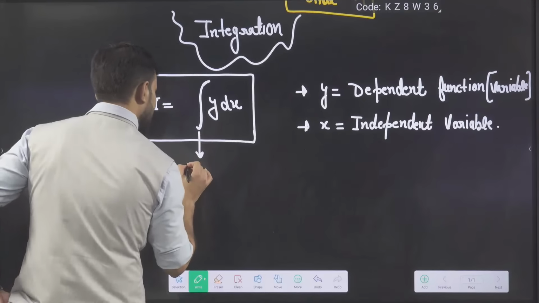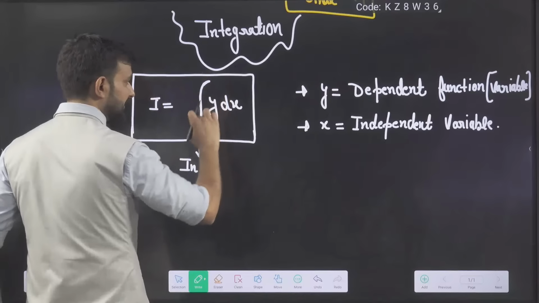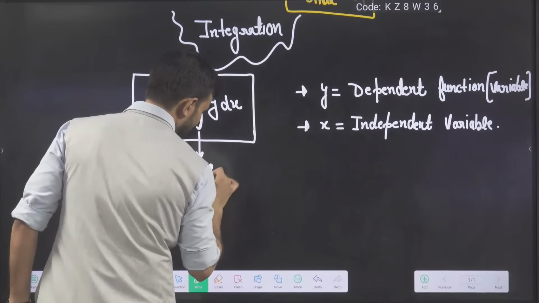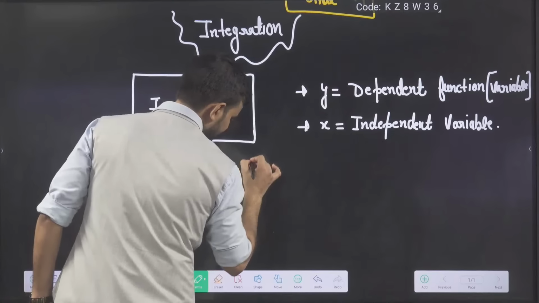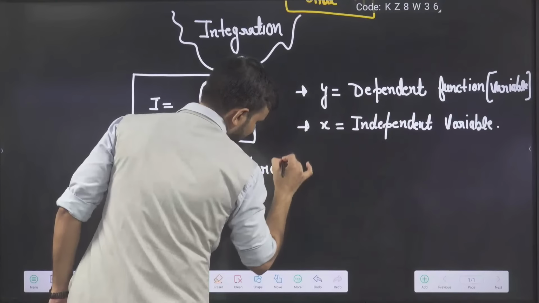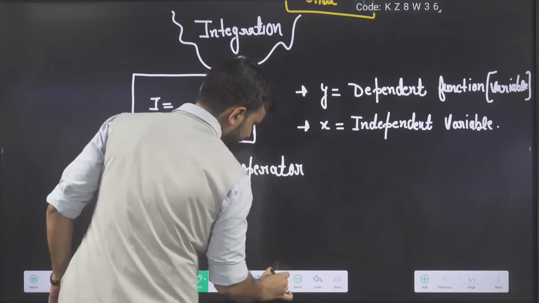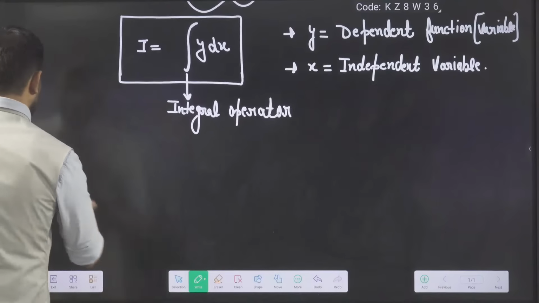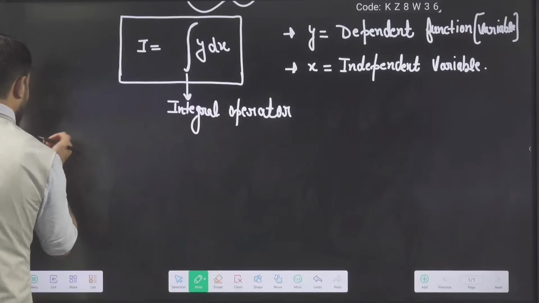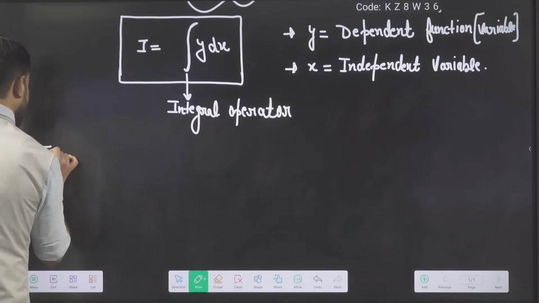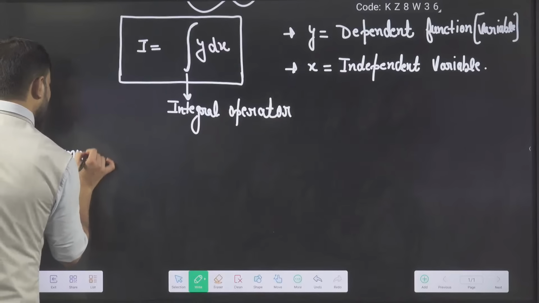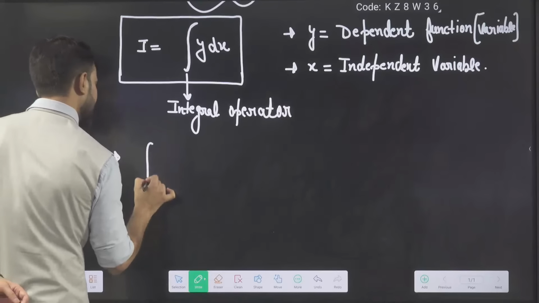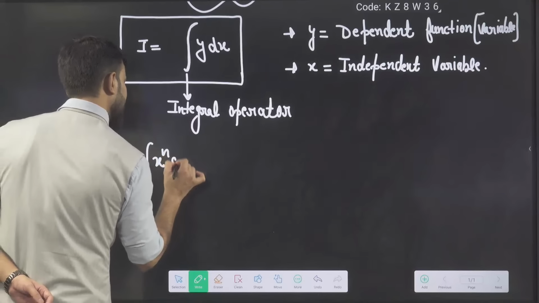So this is integral operator. This symbol is just looking like this, your snake. We call it as an integral operator. So again here there is one formula, which is very, very important, the integration formula, which will govern all the questions, the majority of the questions. And the formula is something like this: integration of x and dx.